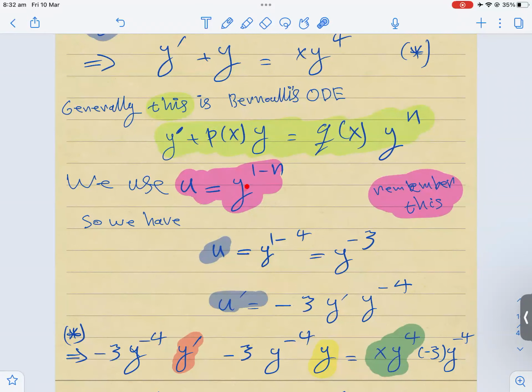u equals y to the 1 minus n. Y to the 1 minus n is coming from here. Just remember this part. The rest is okay. So the process is this. You have this one, and you need to substitute for y prime. Let's take the derivative of both sides of the equation, this part. So u prime will be minus 3, y prime, y to the minus 4.